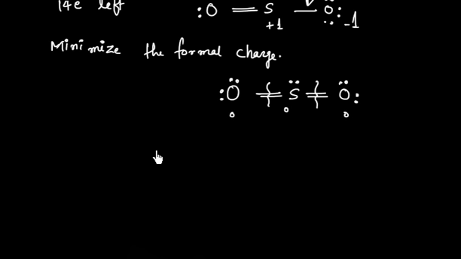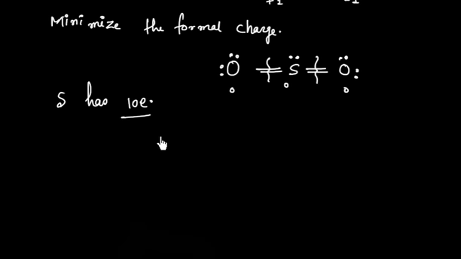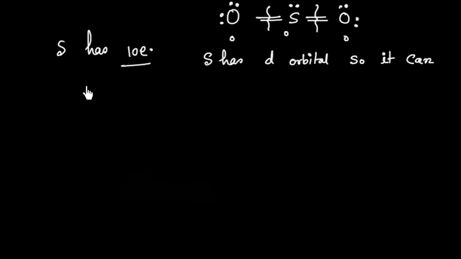One can say in this case sulfur has expanded its octet, so it has 2, 4, 6, 10 electrons. Sulfur has 10 electrons, but this is fine because sulfur has d orbitals. After the second period, sulfur has d orbitals, so it can have more than 8 electrons. Are you getting or not? More than 8 electrons. So this is okay.